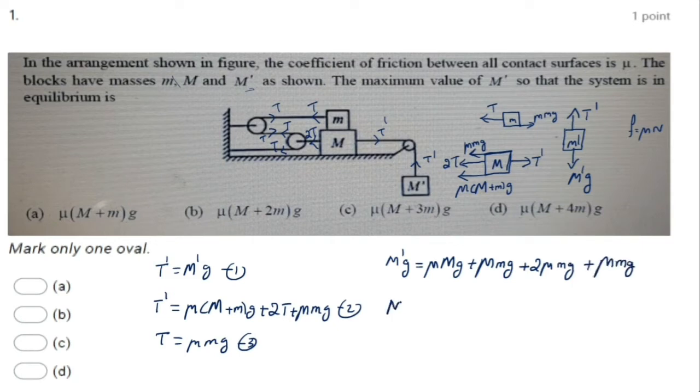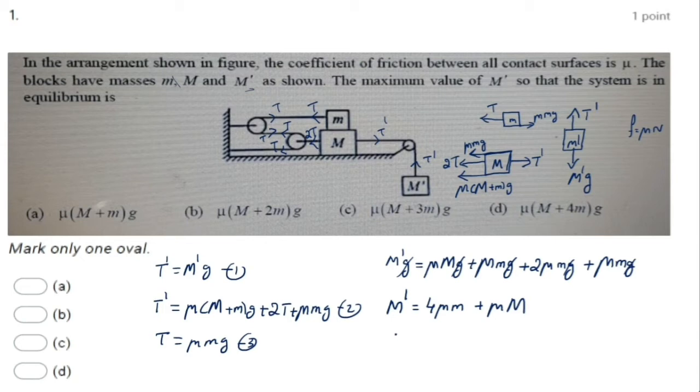Therefore, we can write here m dash is equal to, you see everywhere g is there, so we can cancel the g from everywhere. What remains is mu into small m, 2 mu m and mu m. So what is the total value here? 1 plus 2 is 3, plus 1 is 4. So 4 mu small m plus mu into capital M, right?